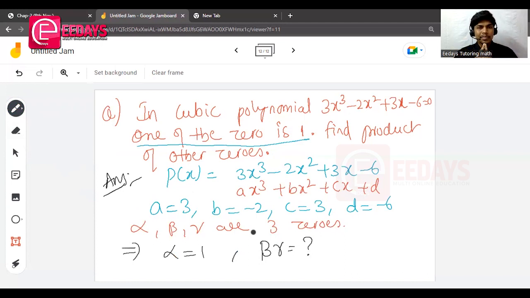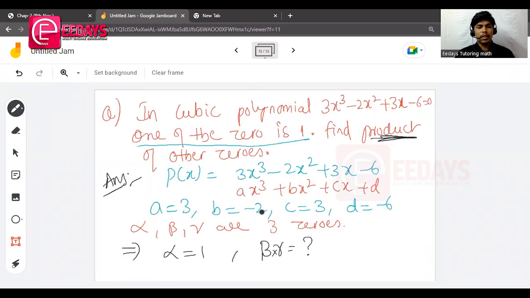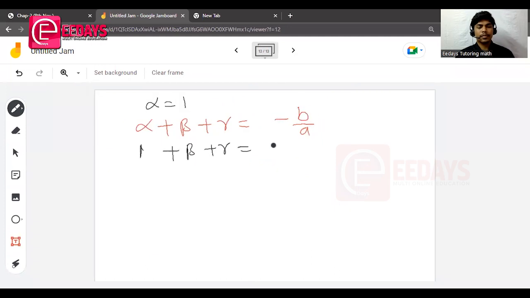Now you'll get some idea. How to find the other two zeros? The product of the other zeros is what they're asking. Now let's try with alpha, which is already given as one. Let's write the sum of zeros: alpha plus beta plus gamma is equal to minus b by a. Alpha is one, so one plus beta plus gamma is equal to minus b by a, where b is minus 2 and a is 3. Minus of minus 2 by 3, so you get plus 2 by 3.